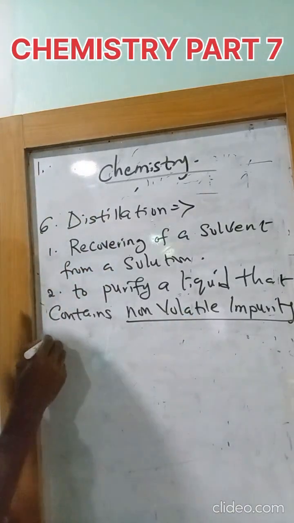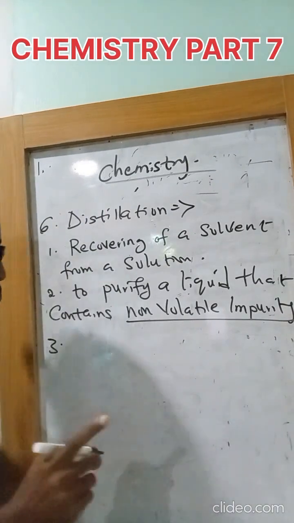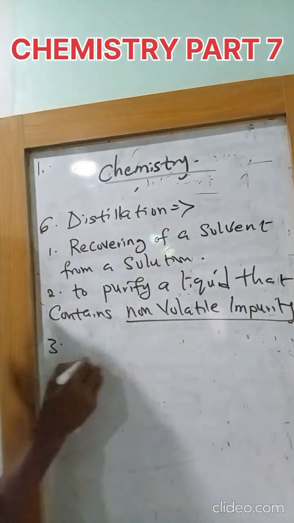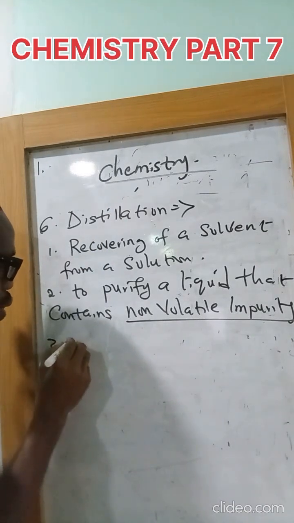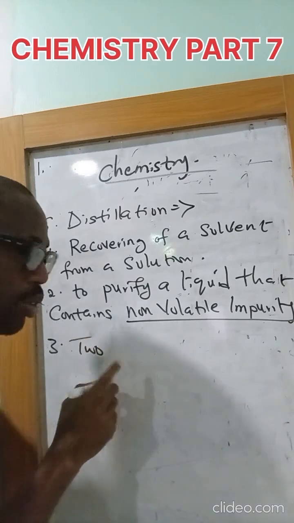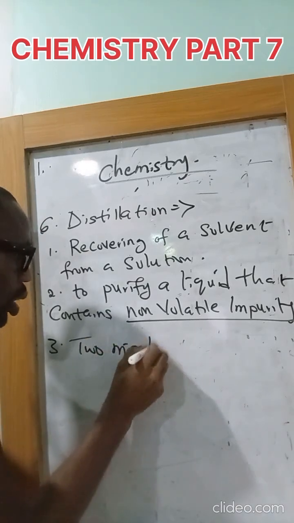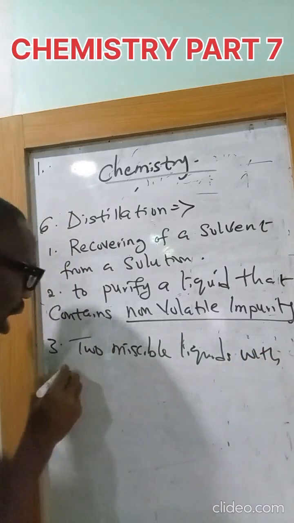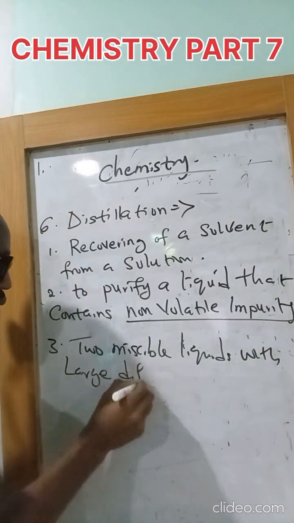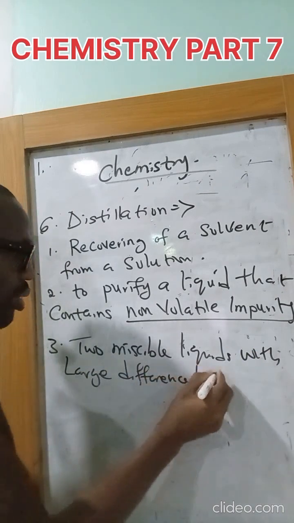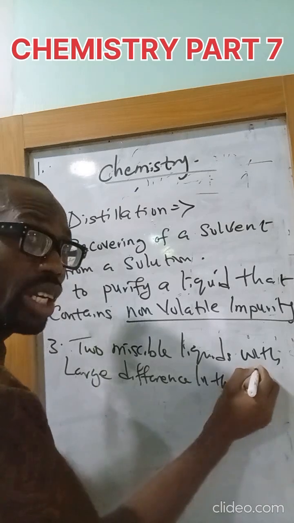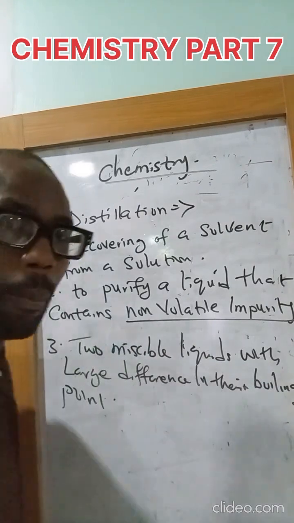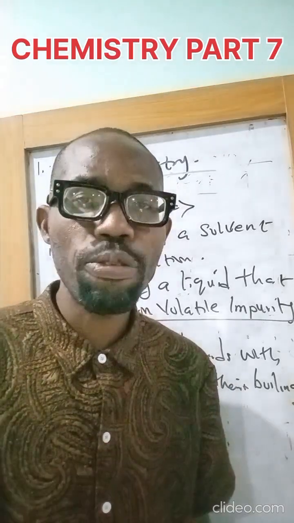Volatility. Number three, we can also use distillation to separate two miscible liquids with a large difference in their boiling points. Take note of this point I'm giving you: two miscible liquids with a large difference in their boiling points. Take for example the separation of alcohol and water.